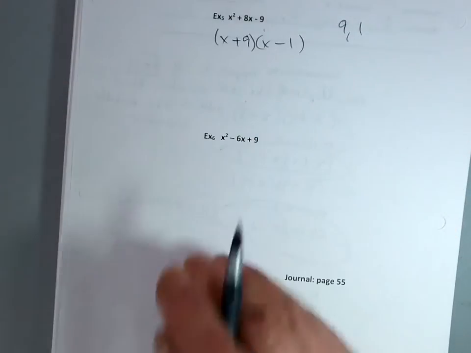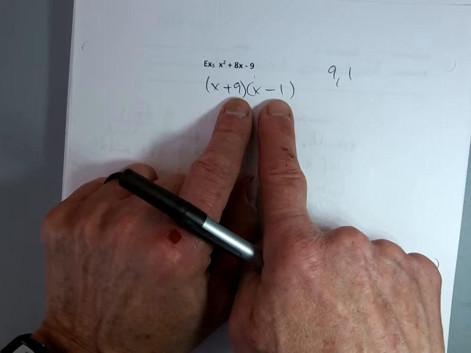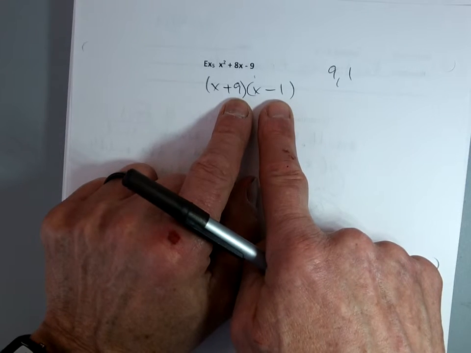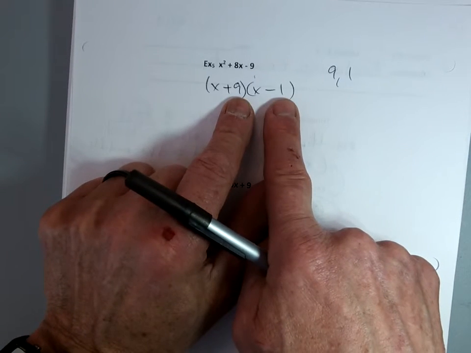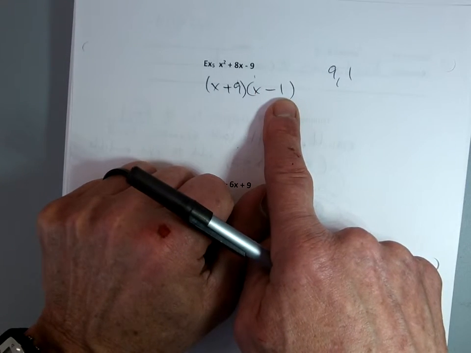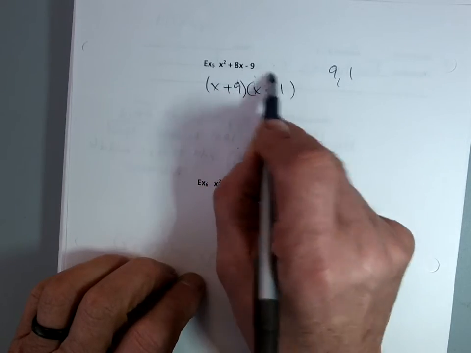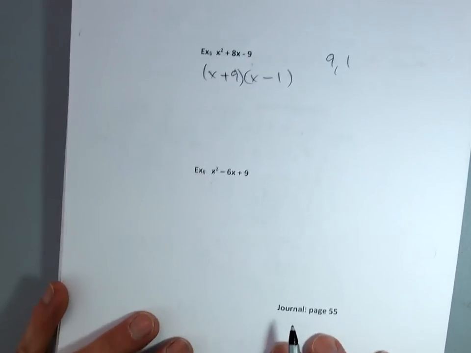Nice job. Okay. Now, if you're really not getting it, this times this makes negative 9. This plus this makes the positive 8. See how it works? And we could go this times this, this times this, this times this, this times this to get it back into standard form. Okay. All right, last one.